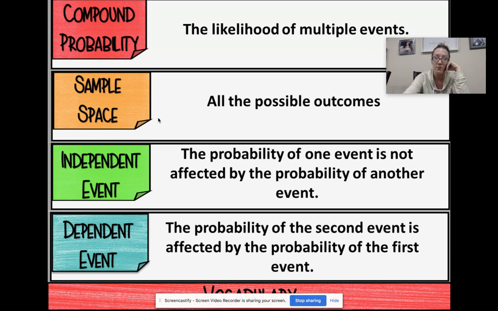We'll talk about that. Independent event is when the probability of one event is not affected by the probability of another event. So we'll talk more about that. Dependent event, the probability of the second event is affected by the probability of the first event. So we'll talk about that.